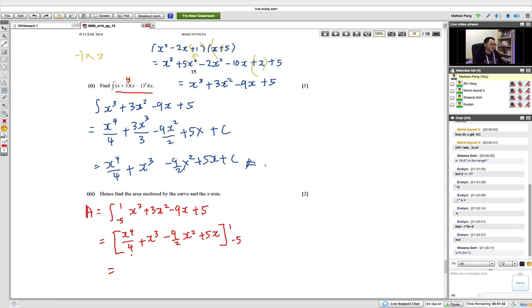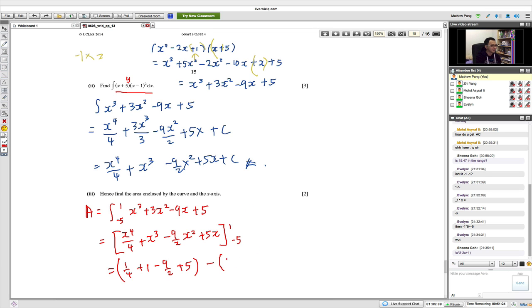Anyway, just substitute the value you want. This is 1 over 4 plus 1, minus 9 over 2 plus 5, minus this part. So 4 power of 5 is quite big. 4 power of 5 is 1024. No, it's 5 power of 4. 5 power of 4. 625.